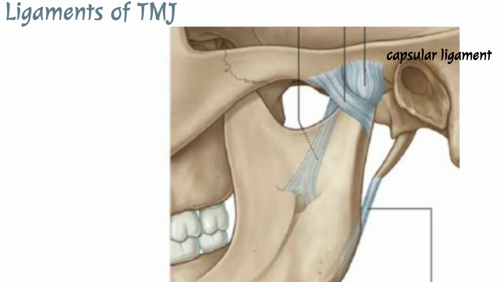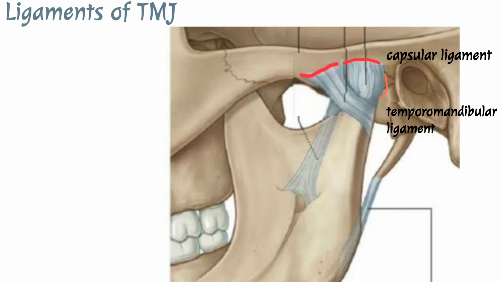Capsular ligaments are attached to the articular margins of the temporal bone superiorly, and to the neck of the condyle inferiorly. The temporomandibular ligament, or lateral ligament, is a strong fan-shaped ligament, which helps to reinforce the lateral wall of the articular capsule, thus it limits the lateral and posterior movement of the mandible. Superiorly, it is attached to the articular eminence and zygomatic process, inferiorly to the condyle and neck of the mandible.